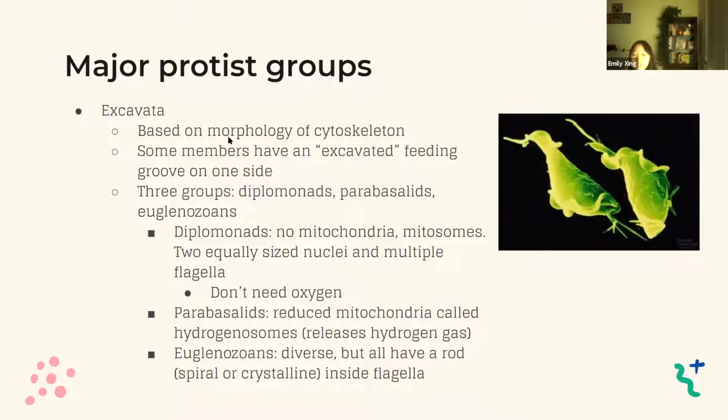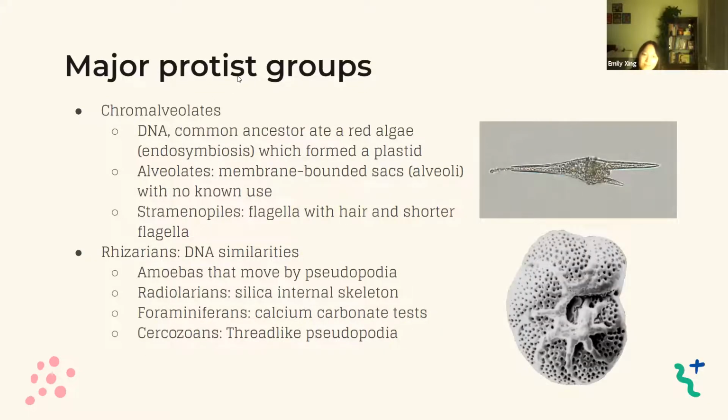They are an extremely diverse group, but they all have a rod inside of the flagella. The rod can be spiral or crystalline. So, major protist groups, Part 2.